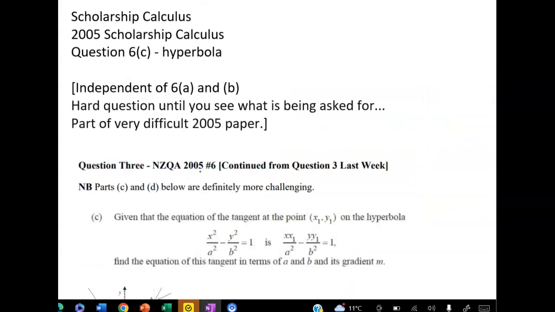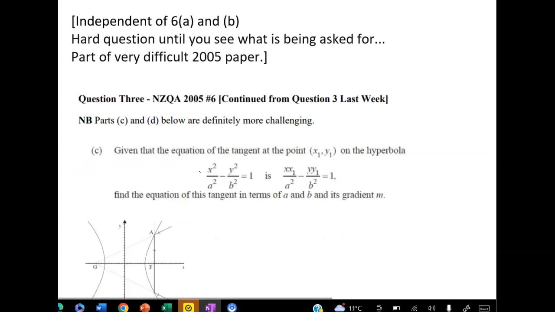This 6c, I have personally found incredibly difficult to get my head around. But once you see what they're asking for, it's actually not that bad. But it took me a long, long time to see that. So I think this is definitely up there in terms of difficulty.